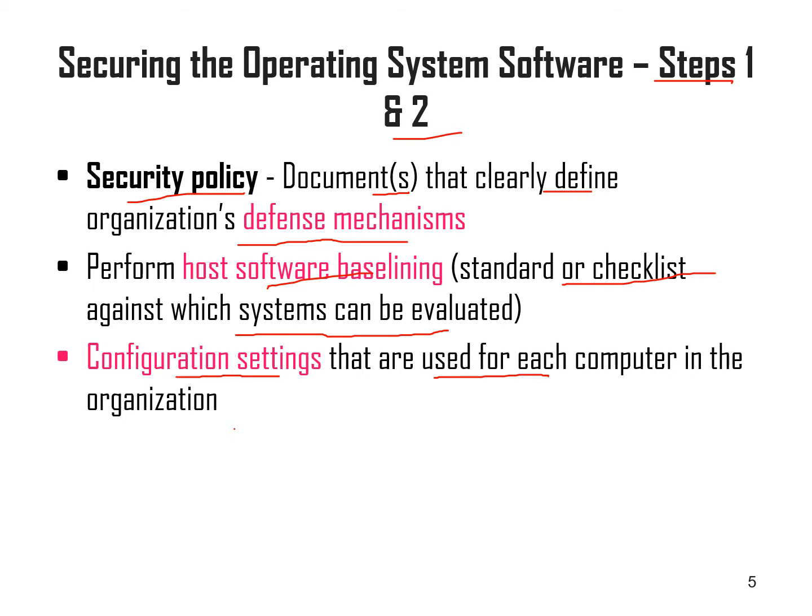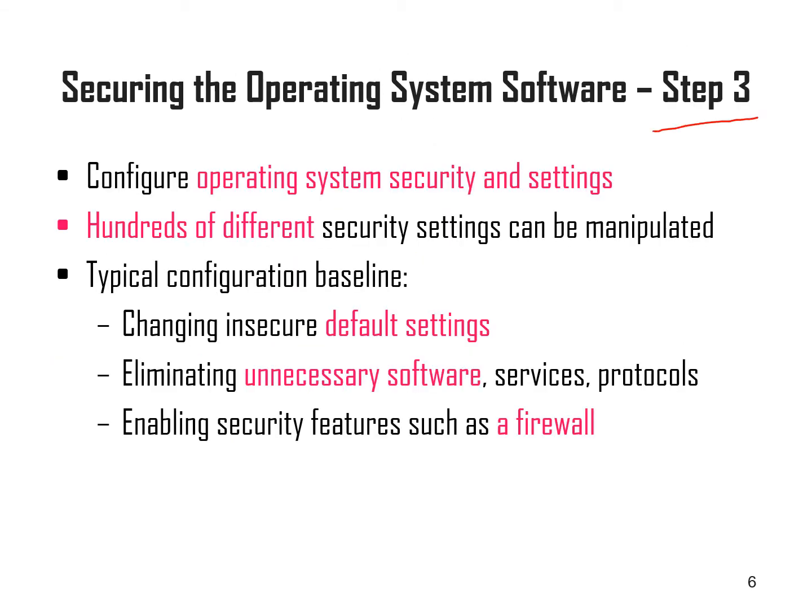So these are the first two steps we studied in the previous slide: security policies and software baselining. The third step is configuring the operating system security and settings. There are a number of configuration settings that will protect and secure the operating system in such a way that it minimizes the chances of intruders getting into the system. Hundreds of different security settings can be manipulated. So typical configuration baselines can be configured.